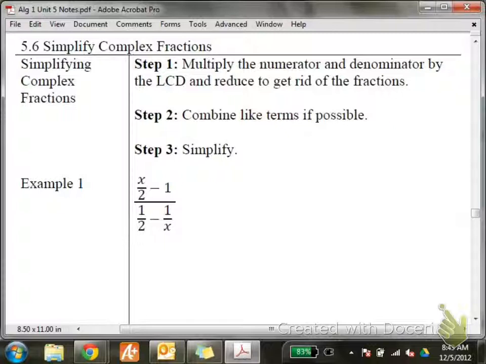All right, guys, so 5.6 today, we are simplifying complex fractions. So we need to write down the steps first. First step, we are going to multiply the numerator and denominator by the LCD, our new favorite thing. And then we're going to be able to reduce to get rid of the fractions. After you are done multiplying and getting rid of the fractions, you want to combine like terms if possible.